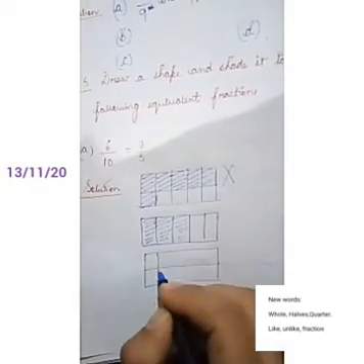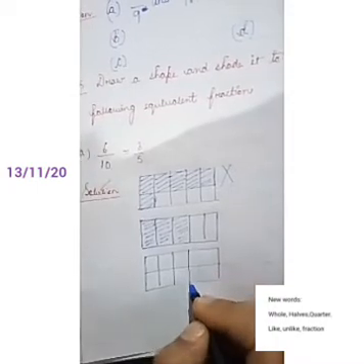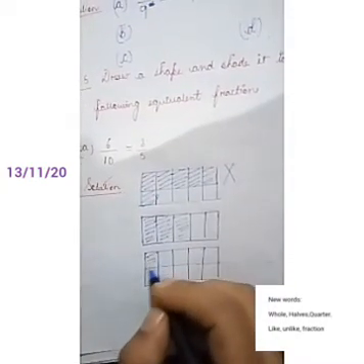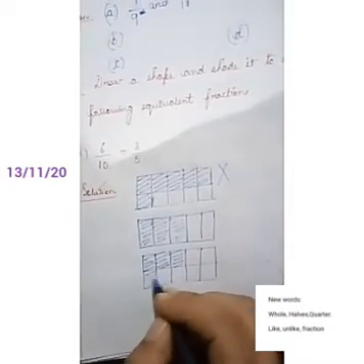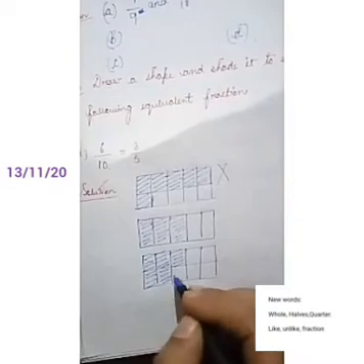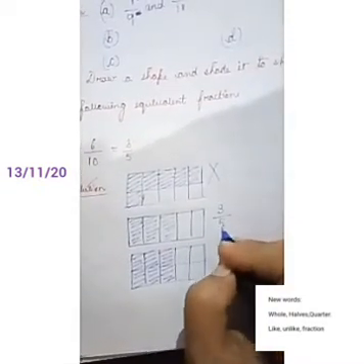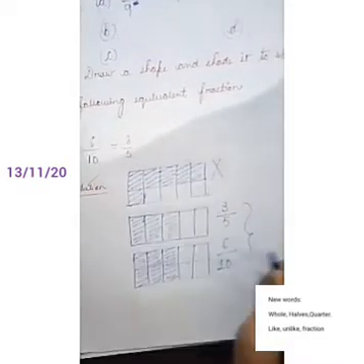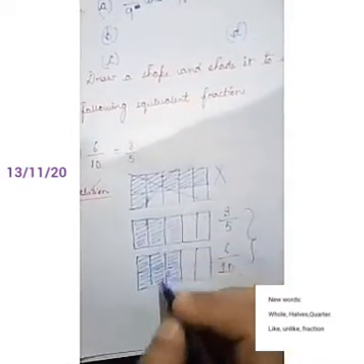I'll divide it into 10 equal parts. Then I will shade how many? 6. 1, 2, 3, 4, 5, 6. Now this is 3 by 5. This is 6 by 10. That means the fractions are equivalent in the figure also. Children, don't do this. Okay, do this and this.